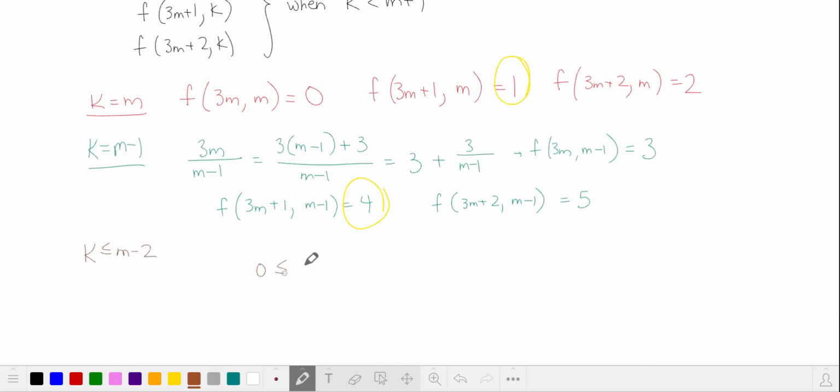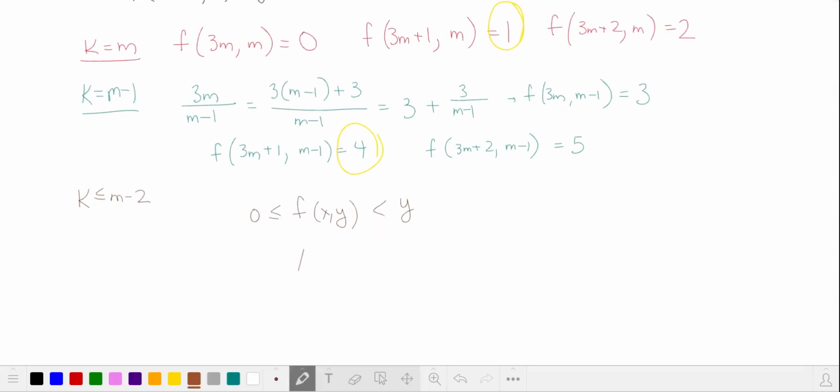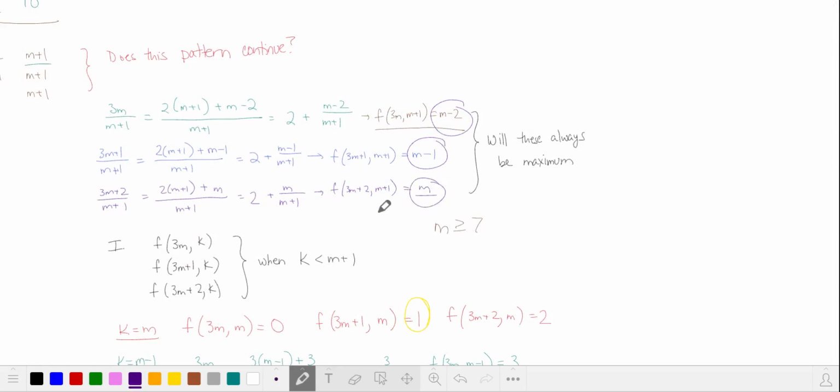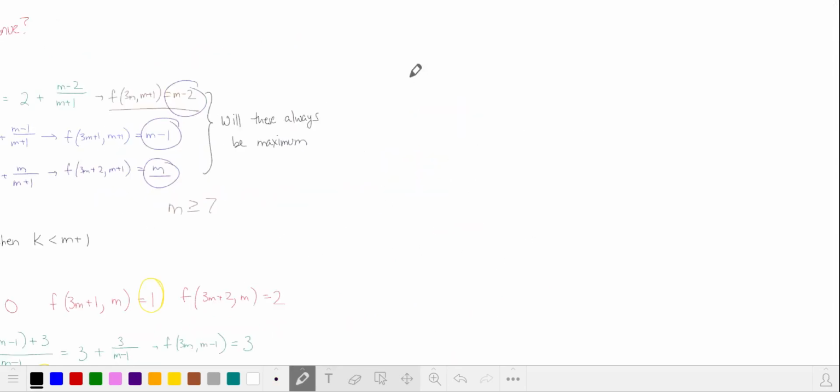Remember, our f is a remainder function, so it's always going to be less than the divisor, or in this case, less than y. So when we take f of 3m and m minus 2, this is going to be strictly less than m minus 2. And same for our other dividends. And we're less than m minus 2, which is less than the results that we got when k was equal to m plus 1. Now we're going to check to see if our maximum remainder function is going to be greater than what we had previously, m minus 2, m minus 1, and m, for larger values of k.